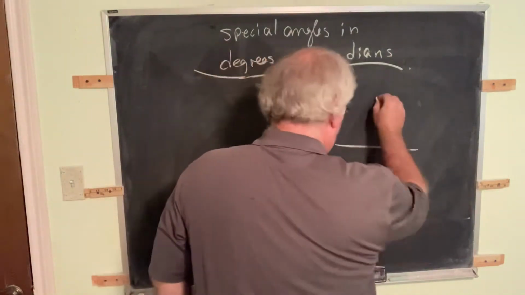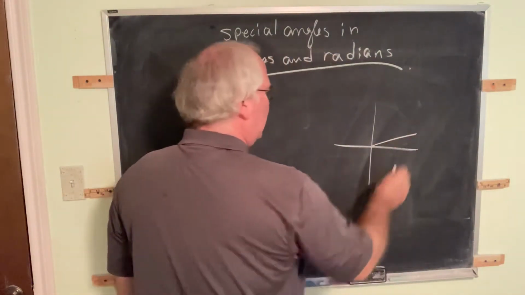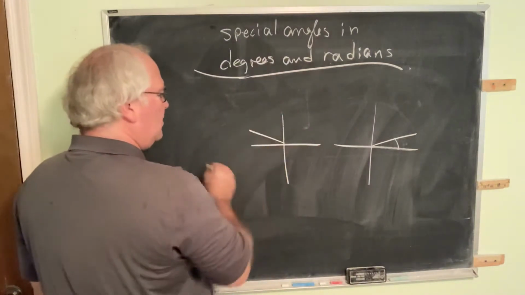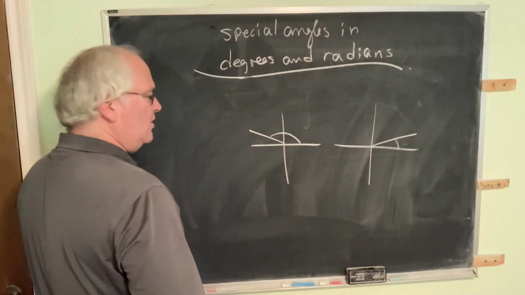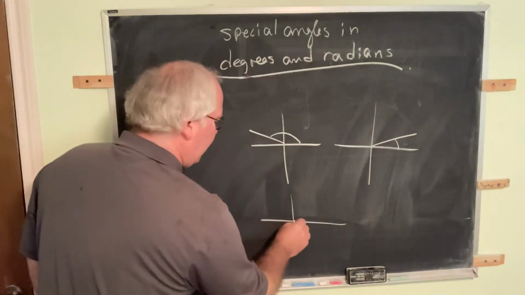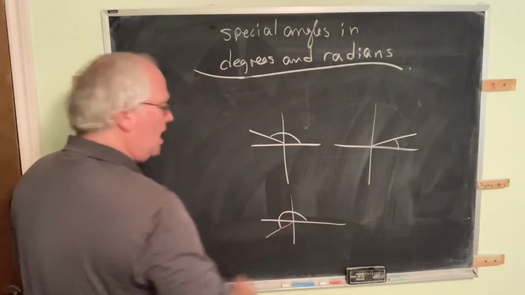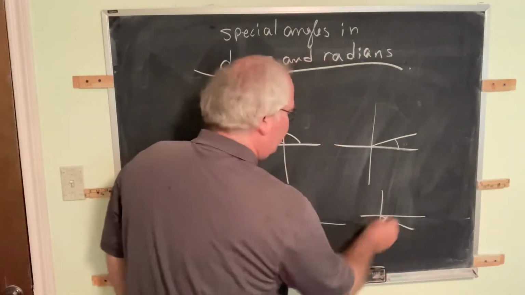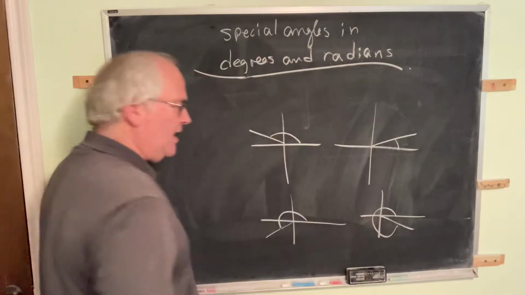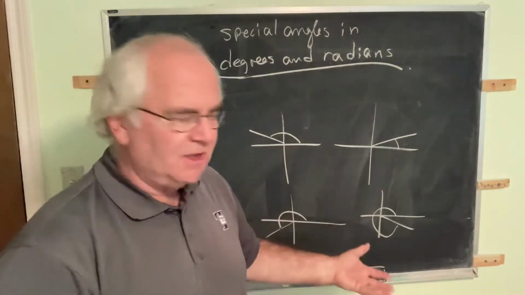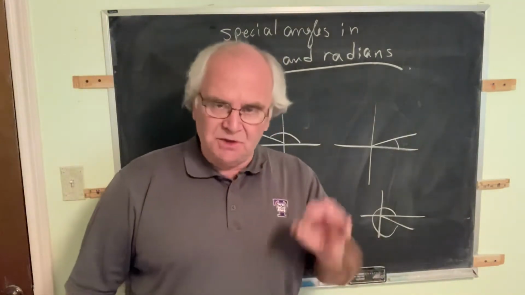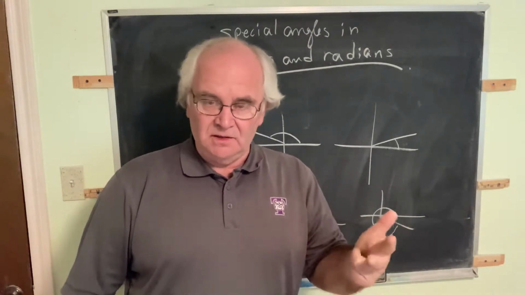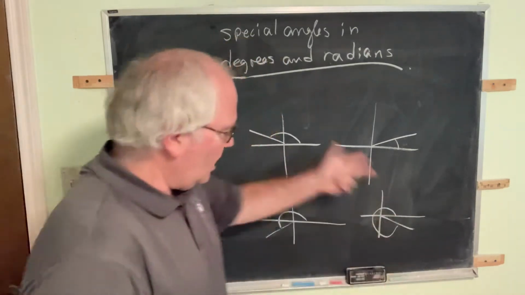So, to take that example, a 30-degree reference angle in quadrant 1, that's a 30-degree angle. A 30-degree reference angle in quadrant 2, that's a 150-degree angle. A 30-degree reference angle in quadrant 3, that's a 210-degree angle. And then a 30-degree reference angle in quadrant 4, that's a 330-degree angle. So those are all the special angles, using 30 degrees, 45 degrees, and 60 degrees in all the other quadrants.